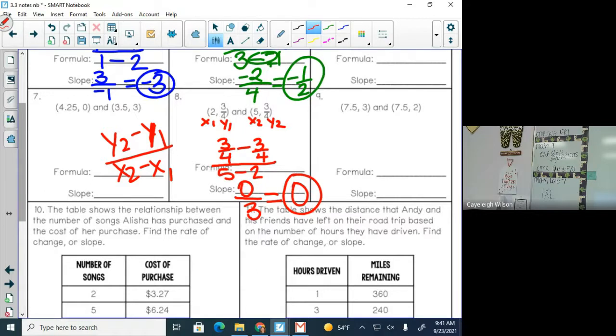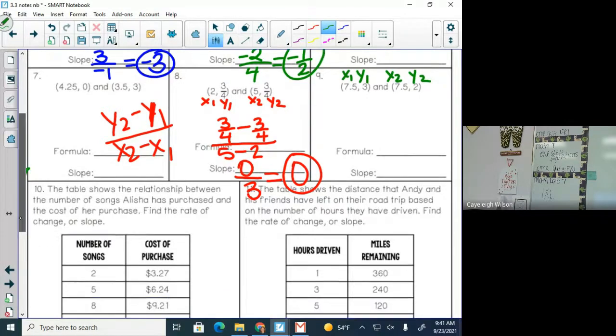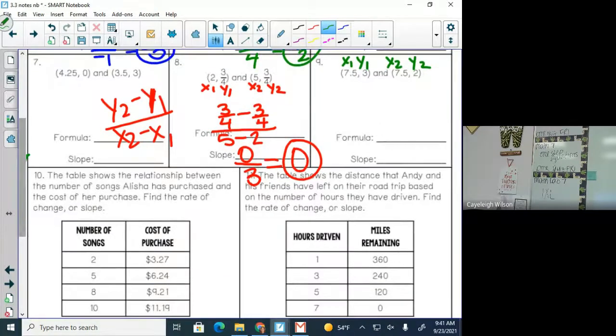All right, we're going to look at number 9 here. On number 9, this is my x1, y1, my x2, y2. Everybody participate here. What's y2? 2. What's y1? 3. What's x2? 7.5. Minus x1, 7.5. Okay, so 2 minus 3 is -1. What's 7.5 minus 7.5?